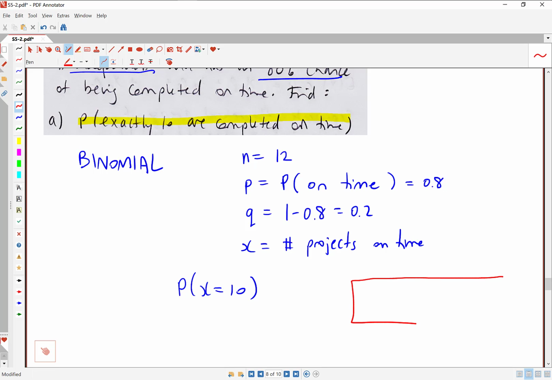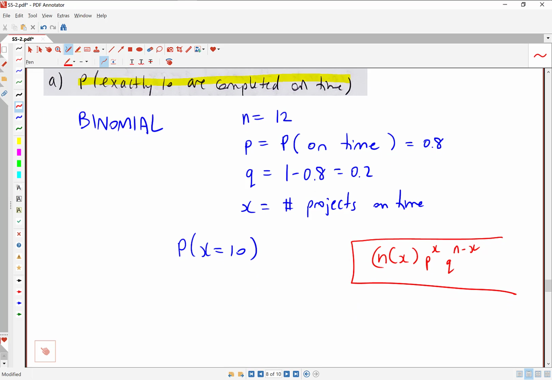From there we can break out our formula. I'll write it down on the side here: nCx times p to the x times q to the n minus x. So we'll just plug in all our numbers here. We're going to go 12C10 times 0.8 to the x, where x is 10, times q to the, and the exponents are always going to add up to n. So that's going to have to be 2 so that the exponents add up to 12.